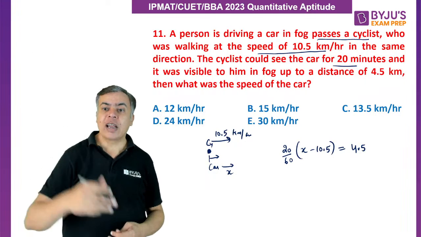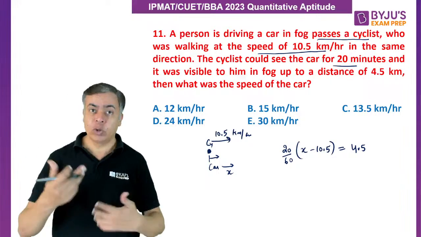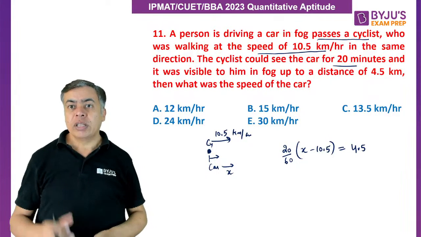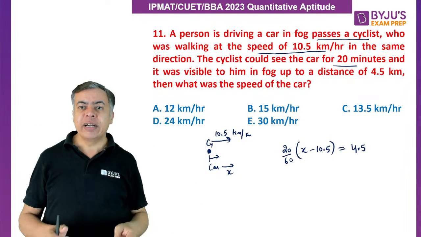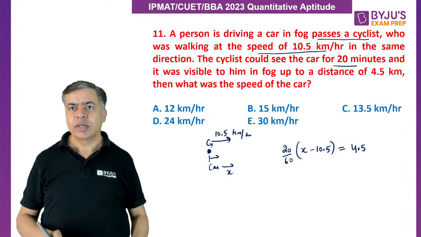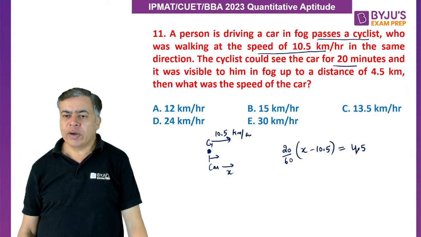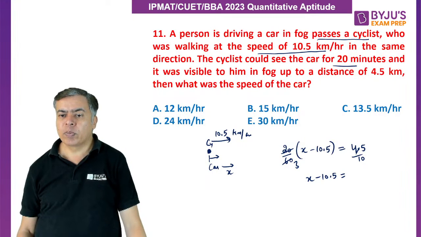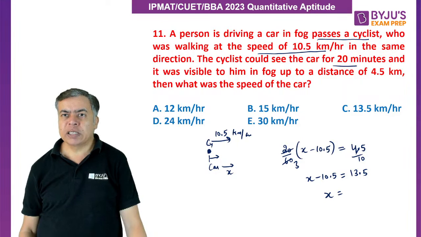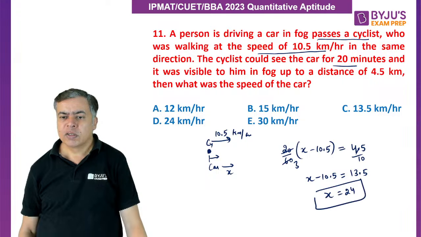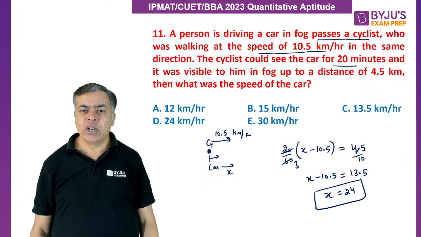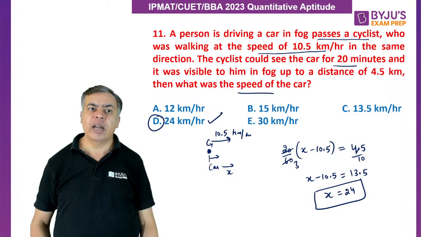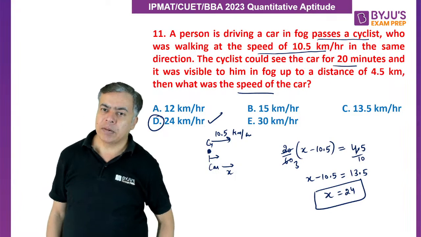He is saying he could see the car up to 4.5 kilometers and for 20 minutes. So that 4.5 kilometer gap is created at a relative speed in 20 minutes. If I write this, 20 into 3, so x minus 10.5 equals 3 into 4.5, that becomes 13.5. So x is 13.5 plus 10.5, that becomes 24. That is the speed of the car: 24 kilometers per hour.